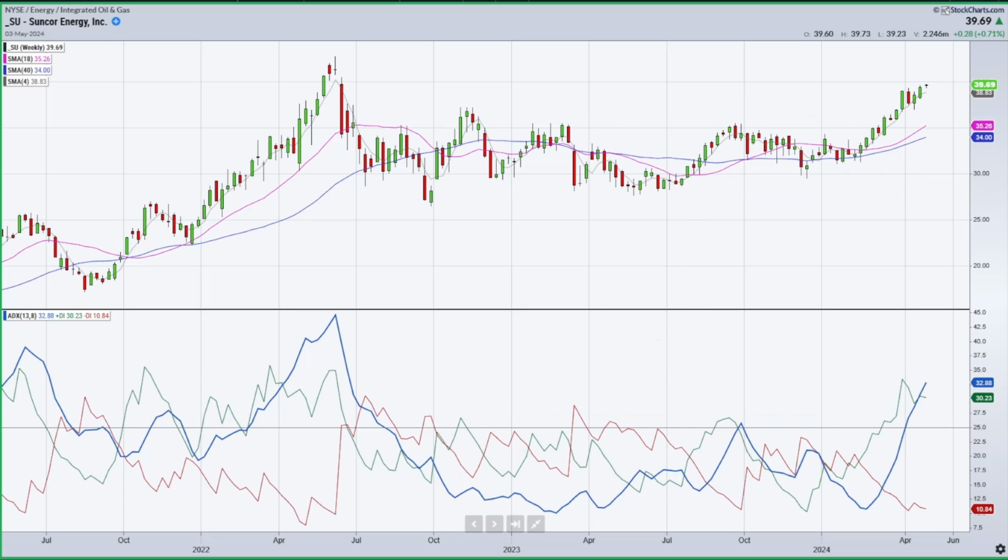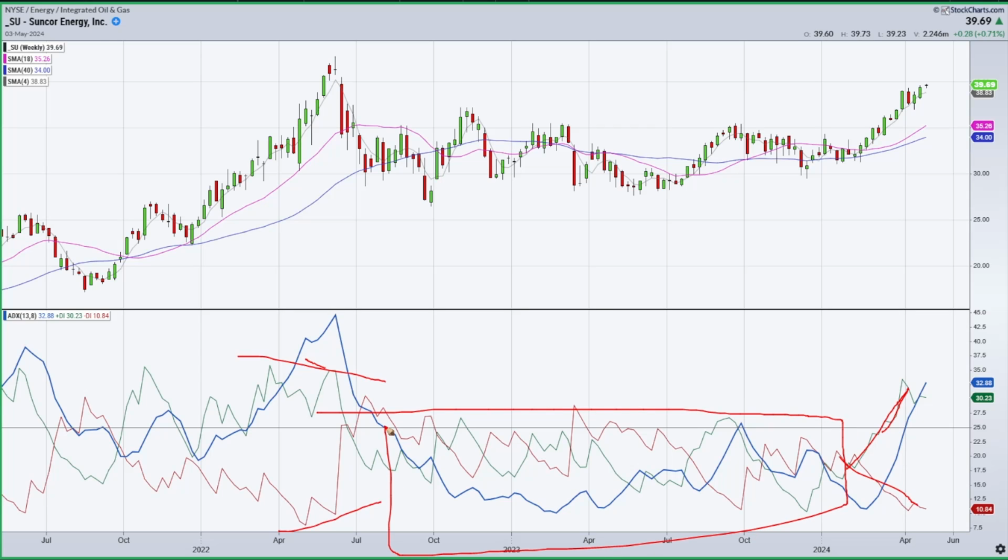Now, notice what's taking place now. Now we get this breakout to the upside. Now we're in an expansion phase. All right. This was contraction, right? This was the contraction phase, low ADX period. And now we're heading into a new expansion phase.